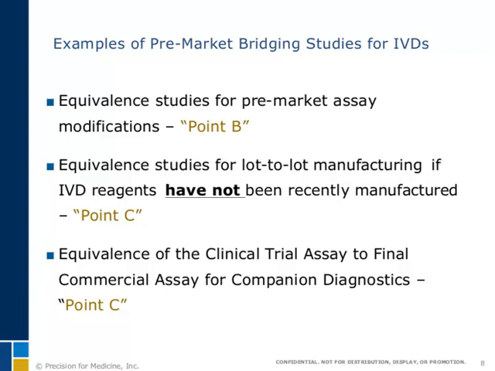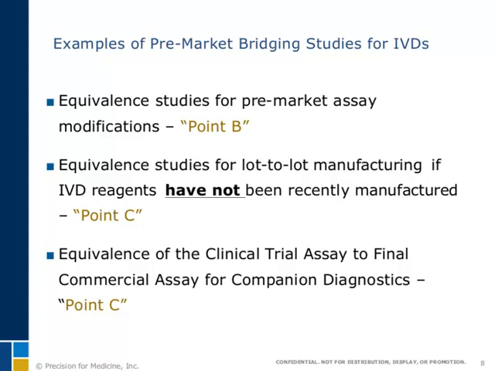Remember, point B is the modifications. So a pre-market or pre-launch bridging study for modifications, the purpose of that is to demonstrate equivalence. So you have to do equivalence studies for that. At point C, you're now with the final product, so you need equivalence studies for lot-to-lot manufacturing. And that's especially critical if the reagents haven't been made recently, if there's been a lag time between the final lot you made for the clinical trials and your launch lot.